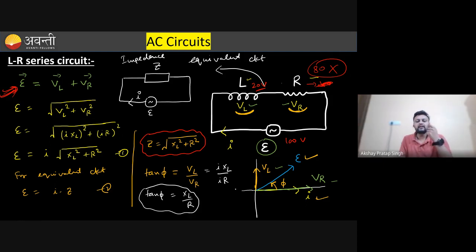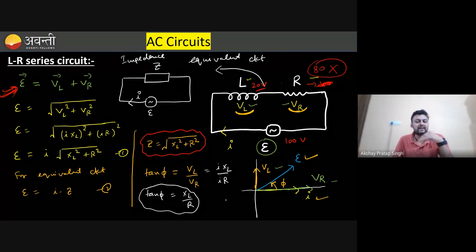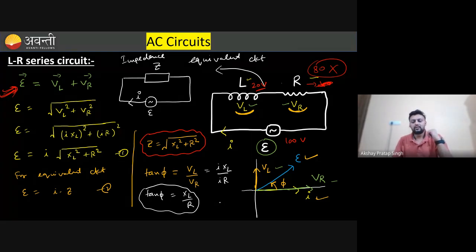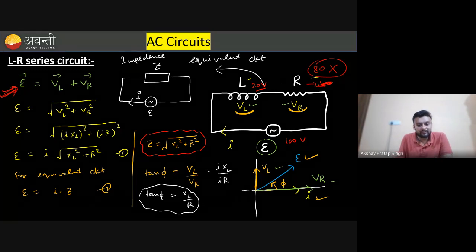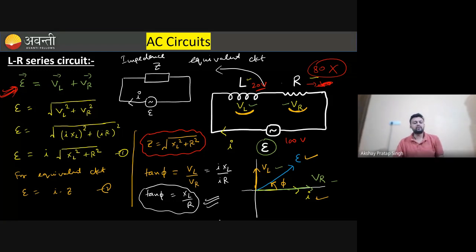So what is the ultimate conclusion in the LR circuit? EMF leads the current, not by 90 degrees, but by what angle? By angle phi, where tan phi is equal to XL over R. I hope it is clear. Moving further.